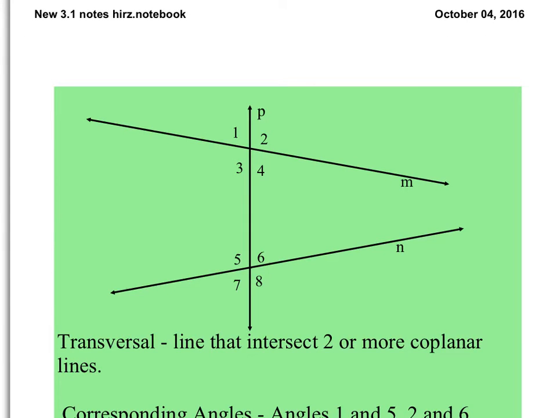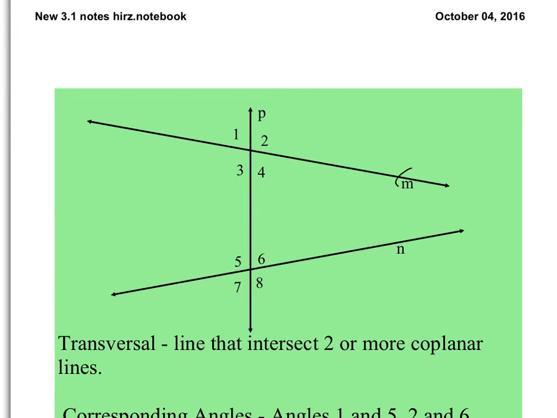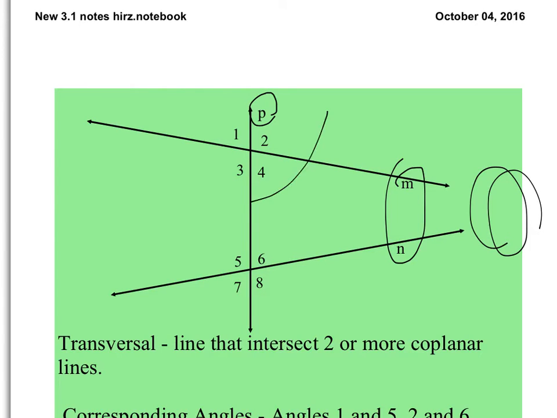So for the last part of our objective, we are going to look at something that's really important to us. When we have two lines, M and N, they're going in somewhat different directions. Eventually they're going to intersect over here somewhere, but for the most part, we're looking where they don't intersect. And then we are also looking at this line P that is intersecting both of these two lines. Now this is very important to us in geometry, and this line P that intersects these two lines M and N is called a transversal.